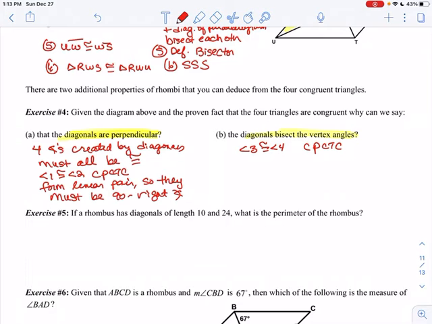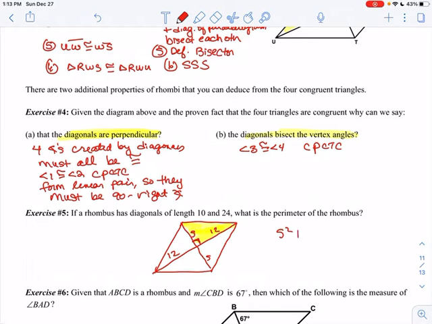I have a rhombus. The diagonals are 10 and 24. All right, so let me draw the diagonals in. Now they bisect each other, so that makes this 5 and 5, and this makes this 12 and 12. But we also just said the diagonals were perpendicular, so therefore this is just a right triangle, and I can use the Pythagorean theorem to find the missing side of that rhombus now.